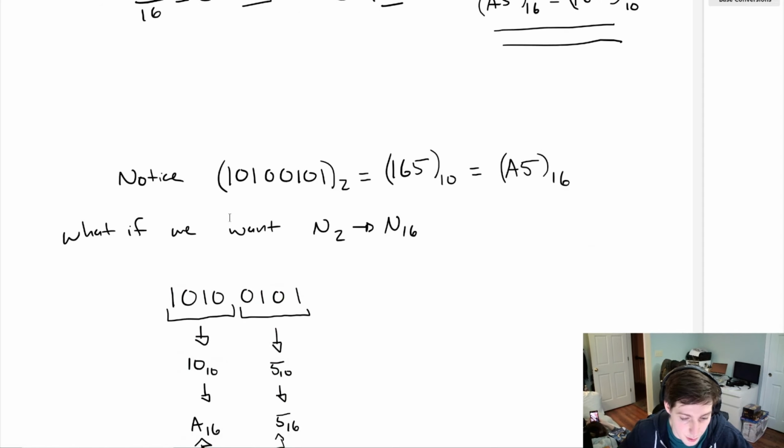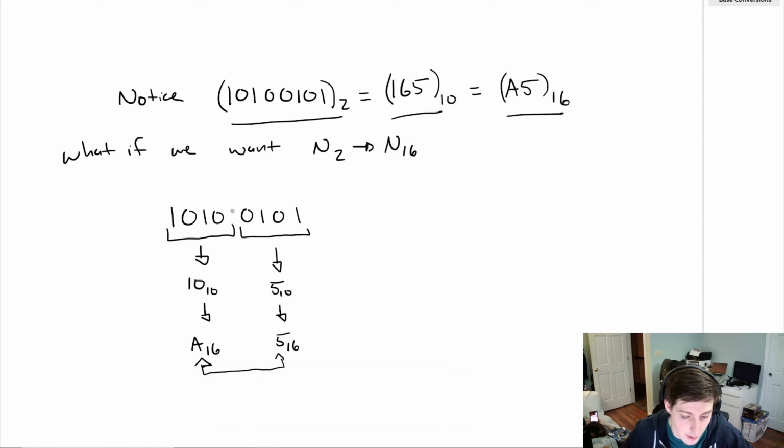So notice in these two examples, we went from a decimal number and we were able to convert to binary and to hex as well. Now, what if we want to go from base 2 to base 16, because we don't always just want to convert to decimal, and then from decimal to hex, or vice versa.